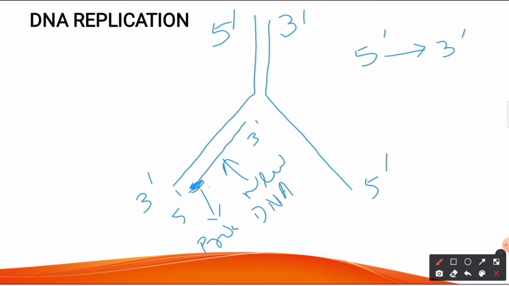Primer has a 5' and 3' end. To this 3' end, new nucleotides are added and they move in this direction. So the new DNA molecule formed is synthesized towards the replication fork. This is towards the replication fork. Got it? So, it is synthesized in a continuous manner.